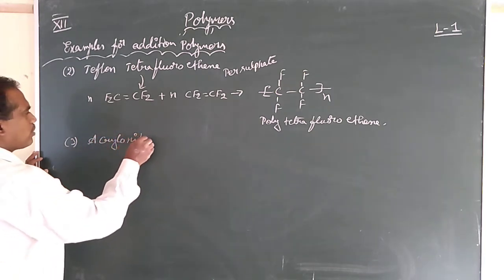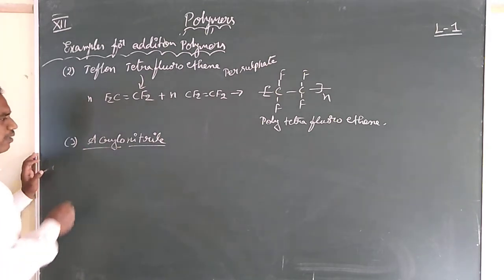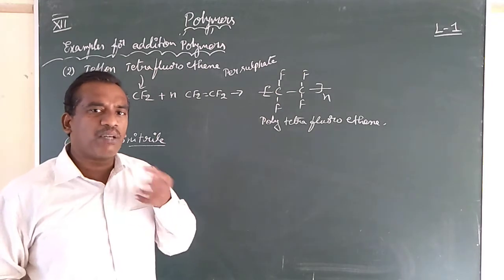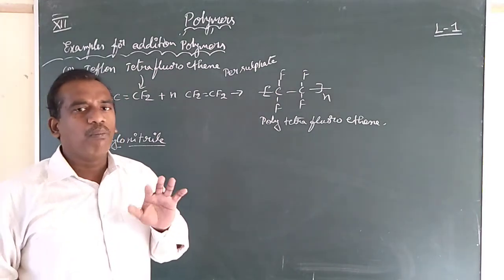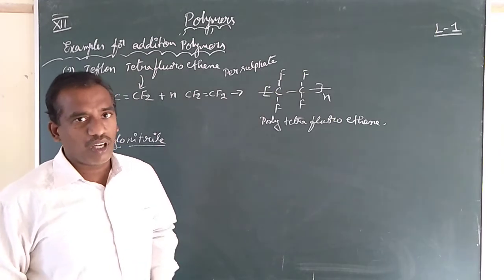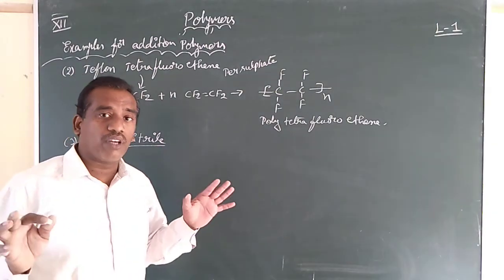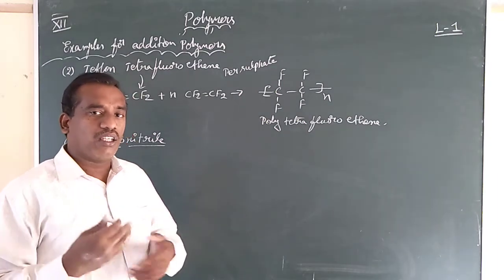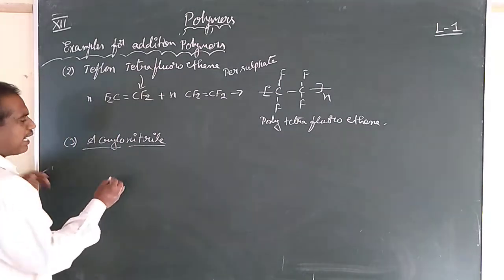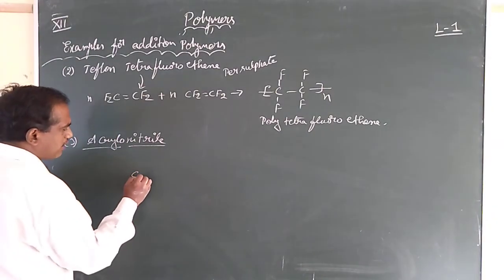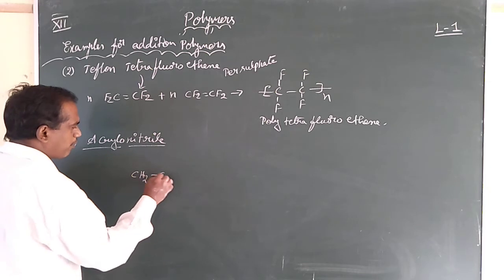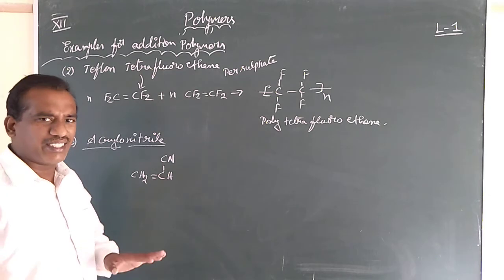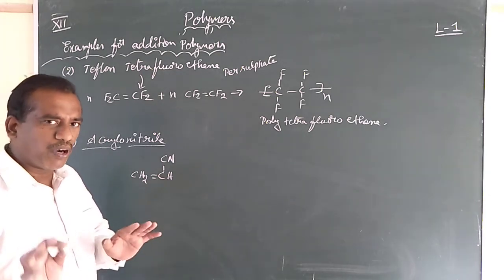The third one is called acrylonitrile. Please observe, children, up to now, what type of addition polymerization examples have we learned? Their monomers are of the same type. Here also we observe the same point: repeating monomers of the same kind are repeating. Acrylonitrile is CH2=CHCN. The modification we bring into ethene is the main point to observe.